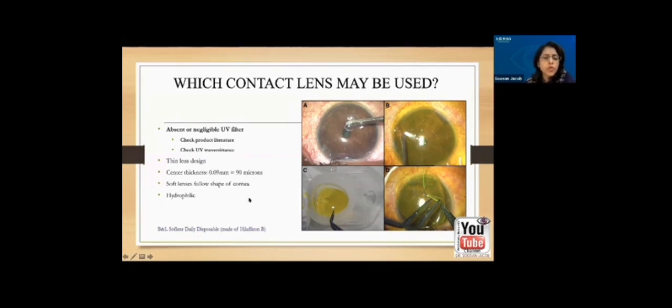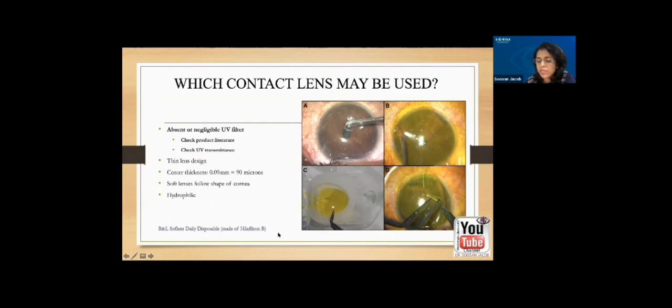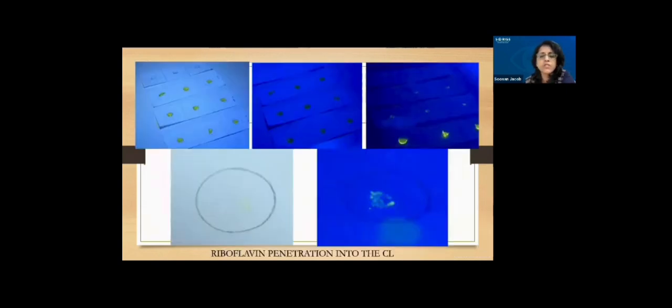As I said, soft lenses follow the shape of the cornea, and we use hydrophilic lenses because they absorb the riboflavin solution. The one that we use in our hospital is a Bausch & Lomb soft lens, daily disposable, made of Filacilcon beads. Very easily available and extremely economic. One box comes to about $50, and we can use it for so many patients, and it's a very safe technique to do.